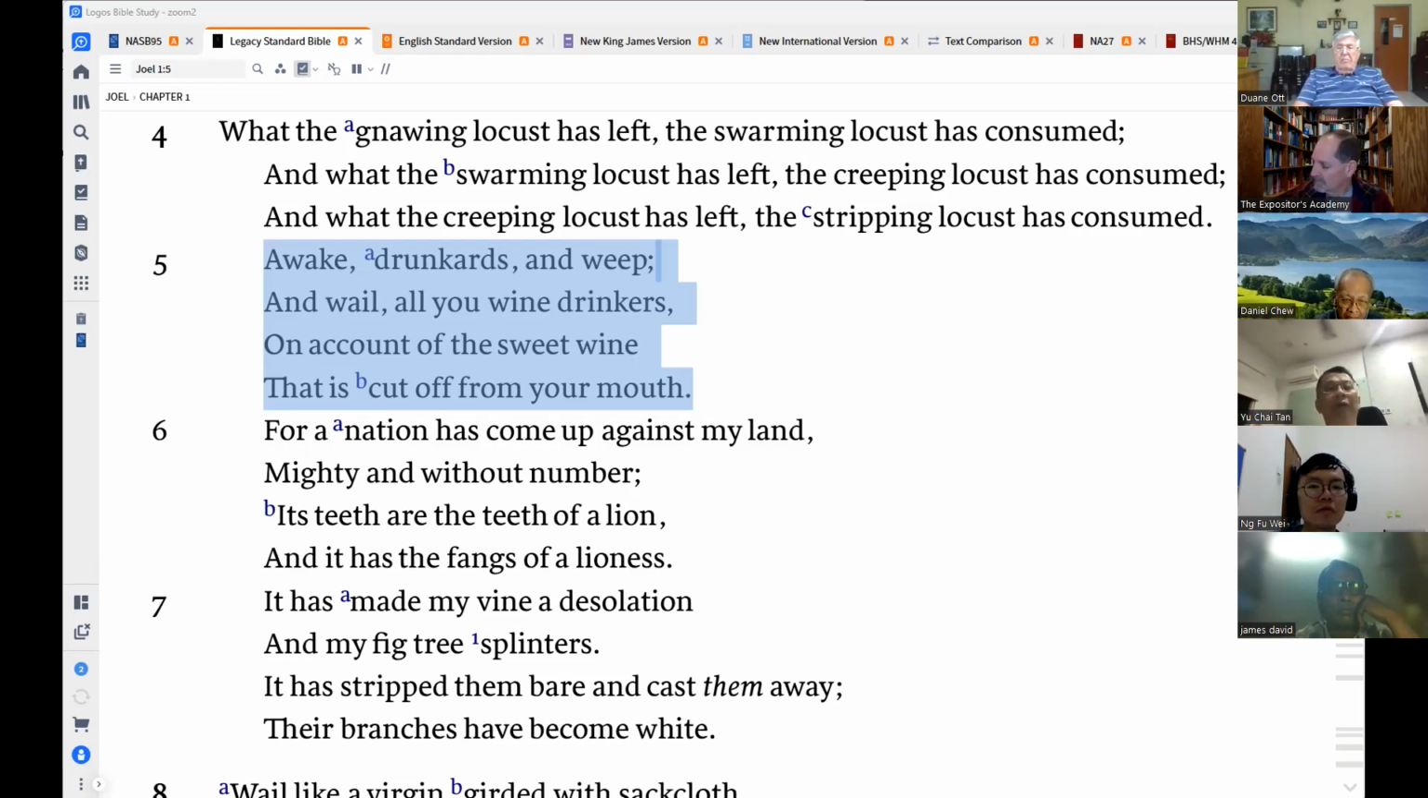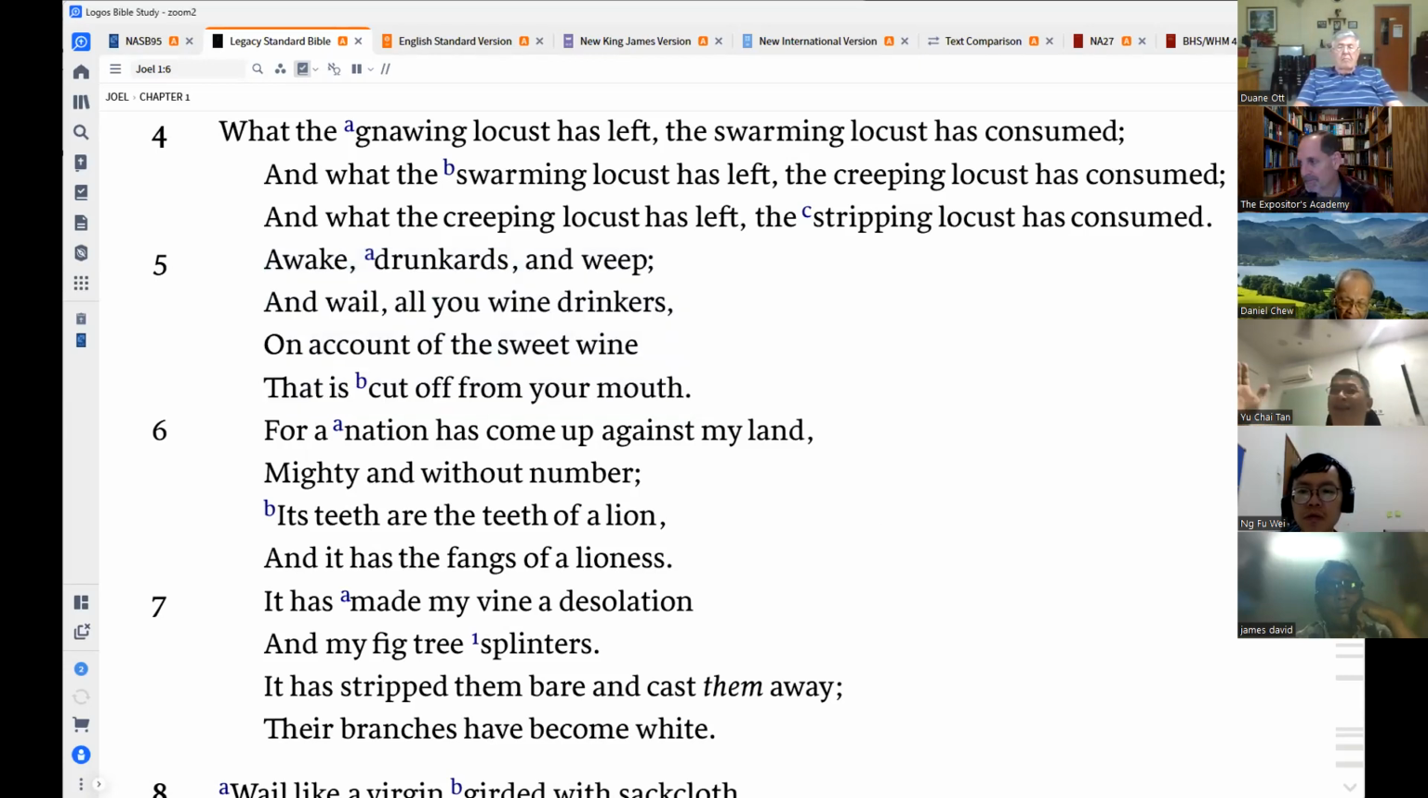And then verse 5 is saying that given the extent of the destruction, even the drunkards will be awakened. I mean, a drunk person has lost all kinds of senses, and he's awakened from his drunkenness, and he'll start weeping. It's a very grotesque, I suppose, description of the extensive destruction. God is telling the Israelites, have I gotten your attention? Are you ready to repent? Yeah.